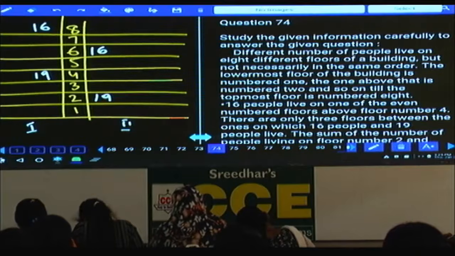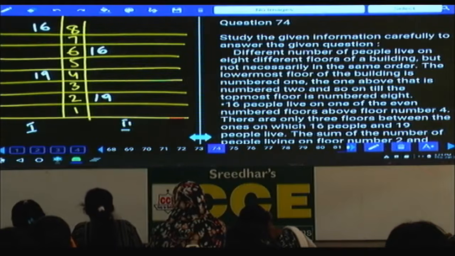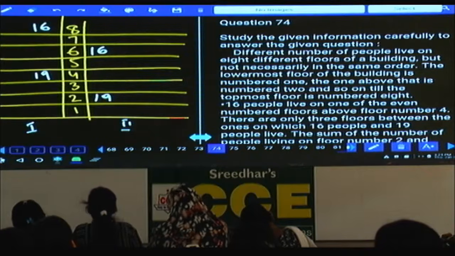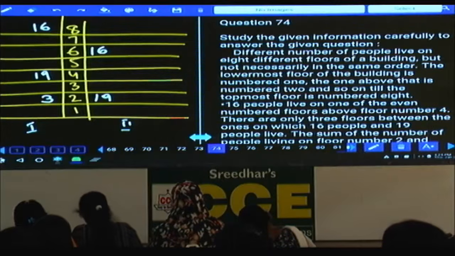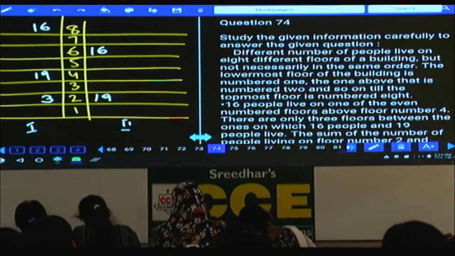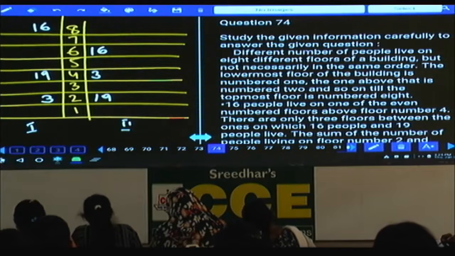Isn't it? The next one, the sum of the number of people living on floor number 2 and 4 is 22. 2 and 4 is 22. Now in the first case, 4 is 19, hence 2 must be 3 because the sum must be 22. And again in the second case, 19 is on the 2nd floor, hence 19 plus 3, that is 22. Hence people who are living on the 4th floor is only 3.